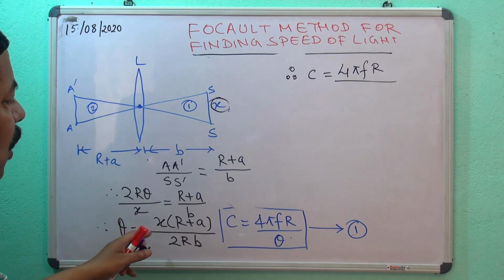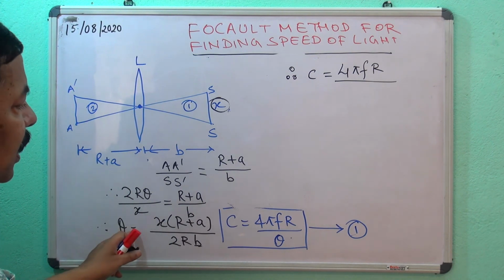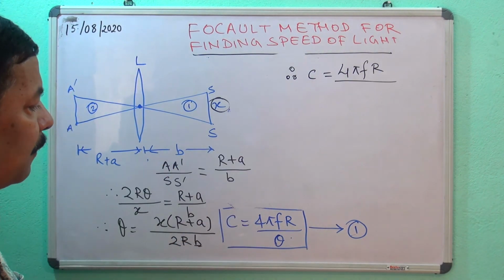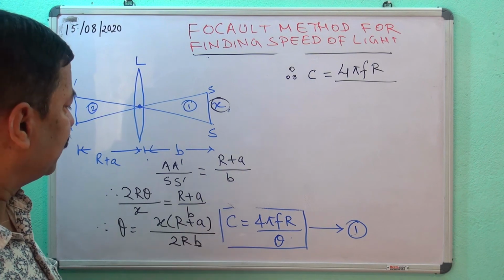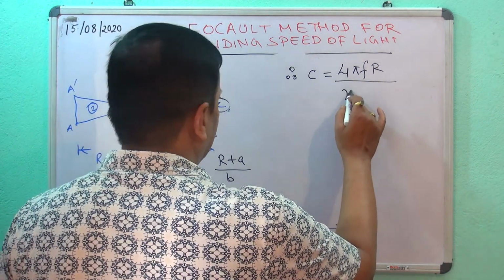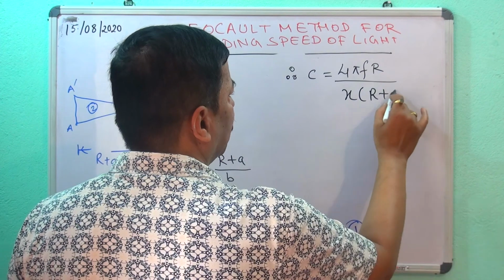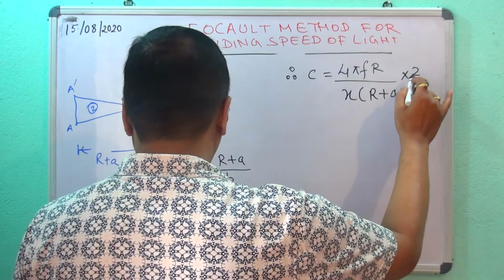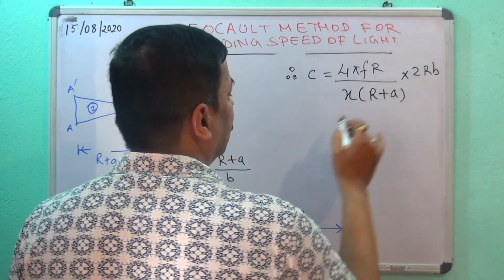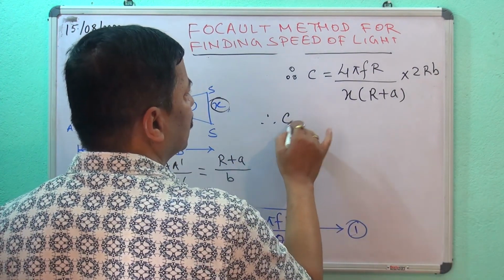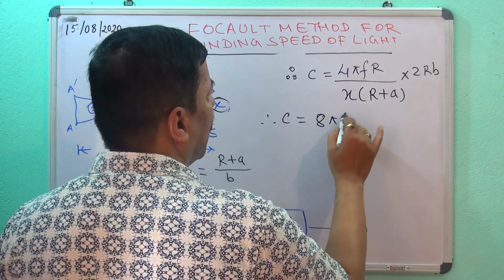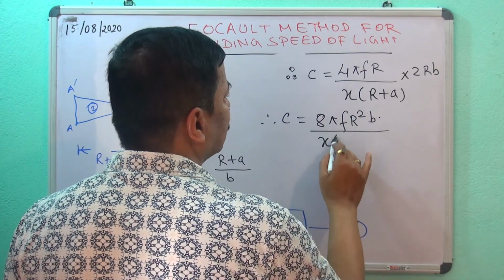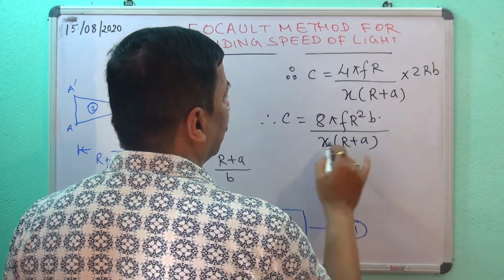If we put the value of theta in equation 1, what will we get? 4 pi FR by theta. By theta means X into R plus A, and this is in the denominator, so it will go into the numerator, 2RB. So we are getting C is equal to 8 pi FR square B by X into R plus A.